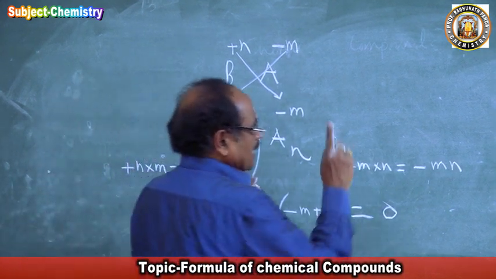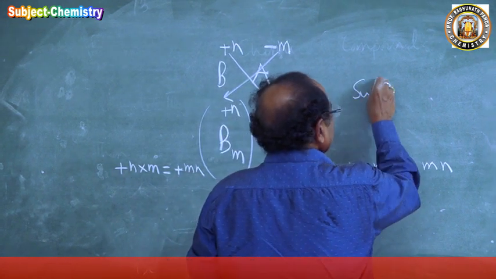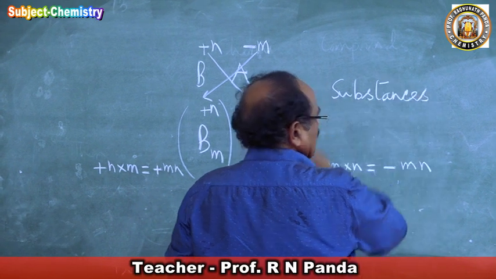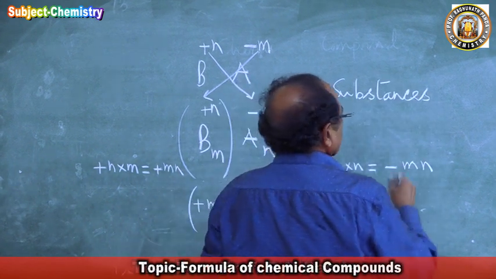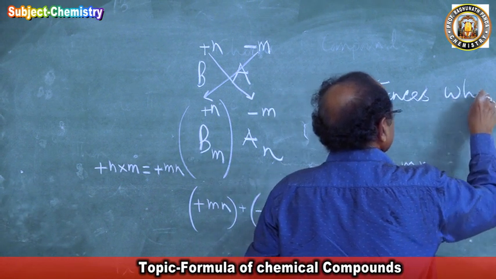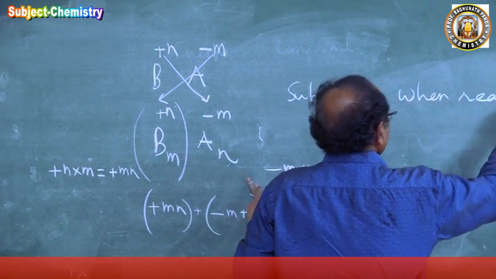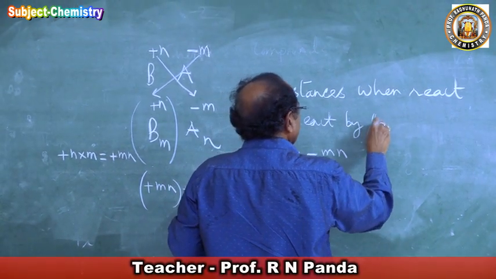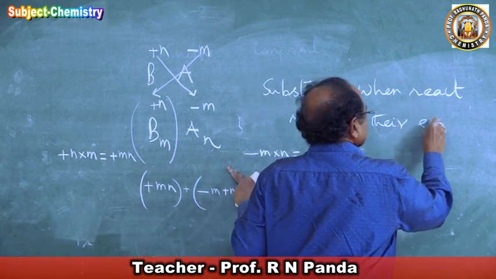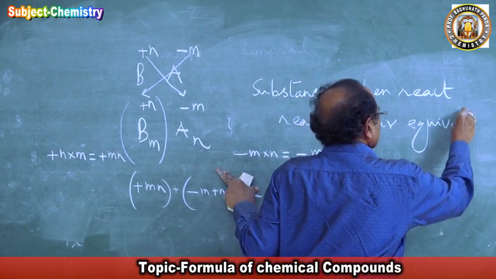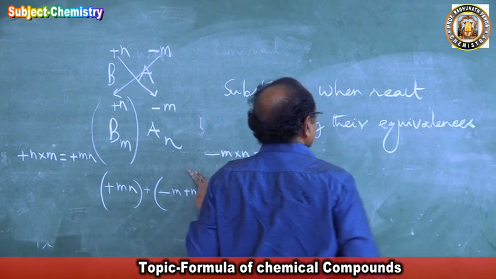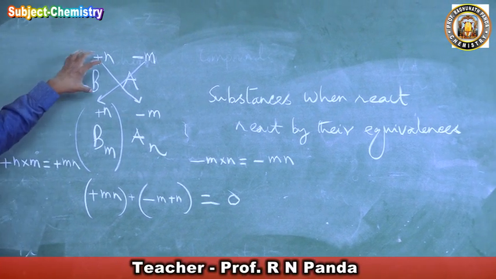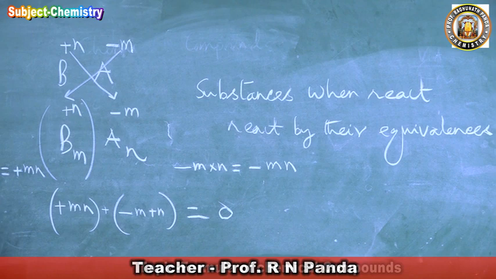Why did I do this? Now I told you one sentence, remember this sentence. There is a sloka, a Gayatri, of inorganic chemistry. Substances when react, they react by their equivalences. Substances when react by their equivalences. So one equivalent of B will combine with one equivalent of A.